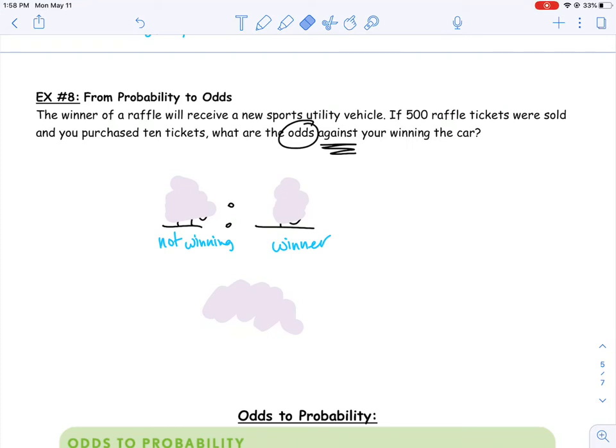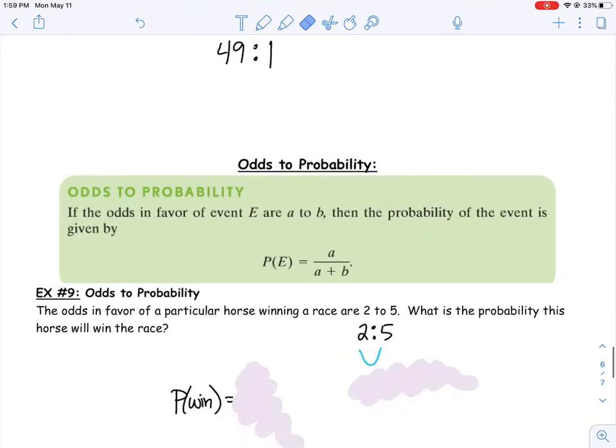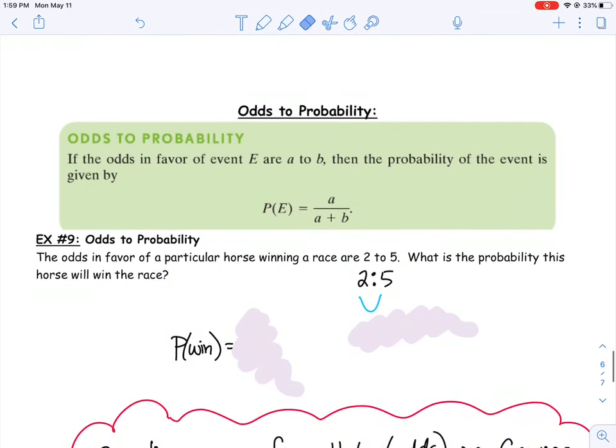And so now we need to be careful. How many winning tickets could there be? Well, if you purchase 10 of them, well, 10 of those tickets could be the winner. If 10 of them are winners, how many of them are not winners? Well, it's the 490 that are left over. Not all 500 because you bought 10 of them. And so the odds would be 490 to 10. Normally we reduce and write it as a 49 to 1 ratio. So you have a 49 to 1 odds against you winning the car. Different than probability.